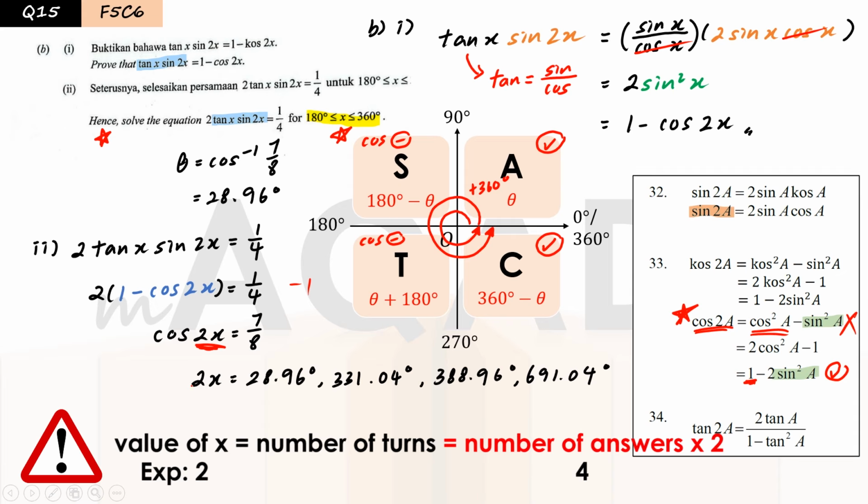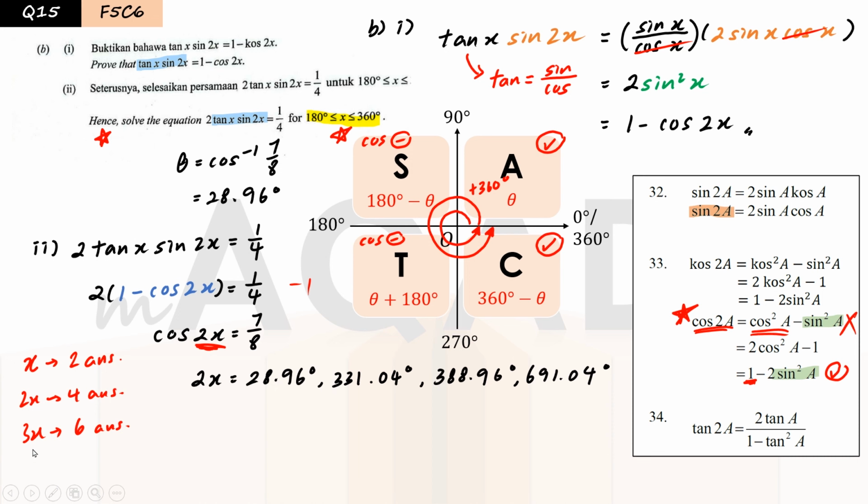Right, so in summary, if we see x, there will be 2 answers. If there is 2x, there will be 4 answers. If it's 3x, that means there will be 6 answers. That is the standard number of answers that we have according to x, 2x, and 3x. Okay, so now we have our 4 answers already. If we want to find the value of x, this 2 needs to be moved to the other side, so all of the angles here, we are going to divide by 2. And this would be the result.